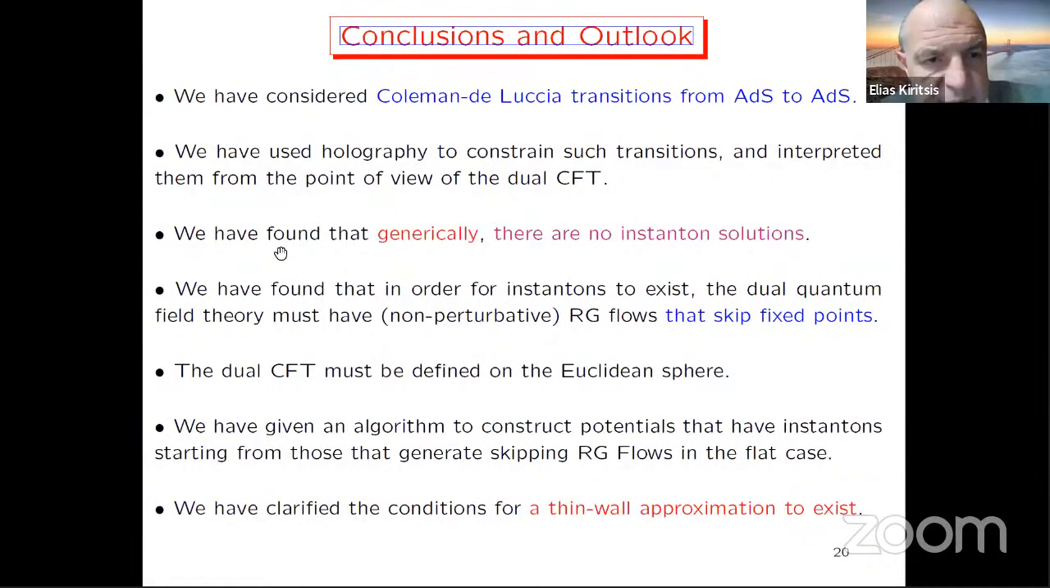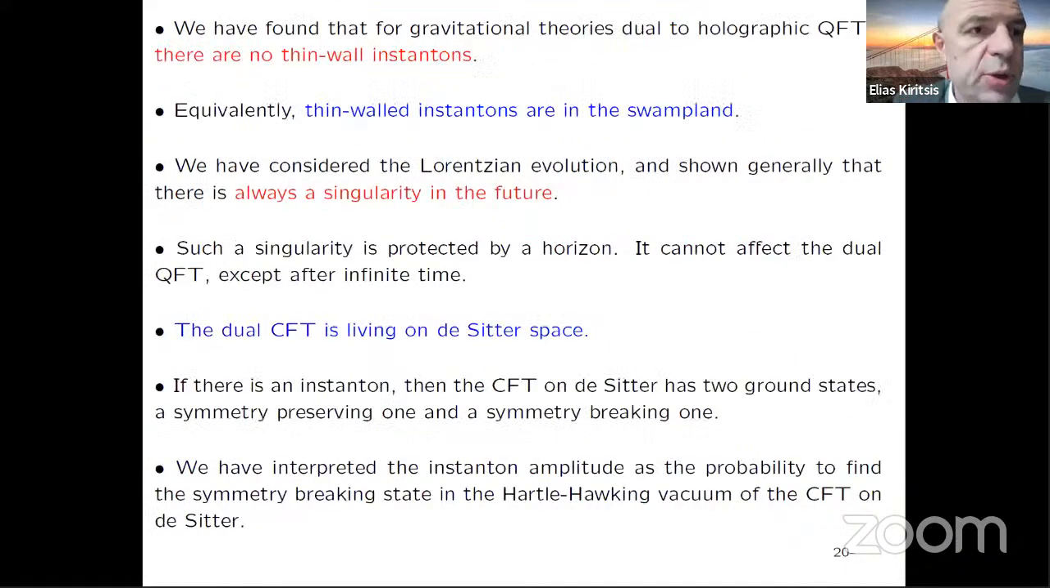that skip fixed points. The dual CFT must be defined on the Euclidean sphere because that's a source, and this is part of the definition of the boundary conditions for the gravitational path integral. We have given an algorithm to construct potentials that have instantons, starting from those that generate skipped RG flows, and we have clarified the conditions for the thin wall approximation to exist.